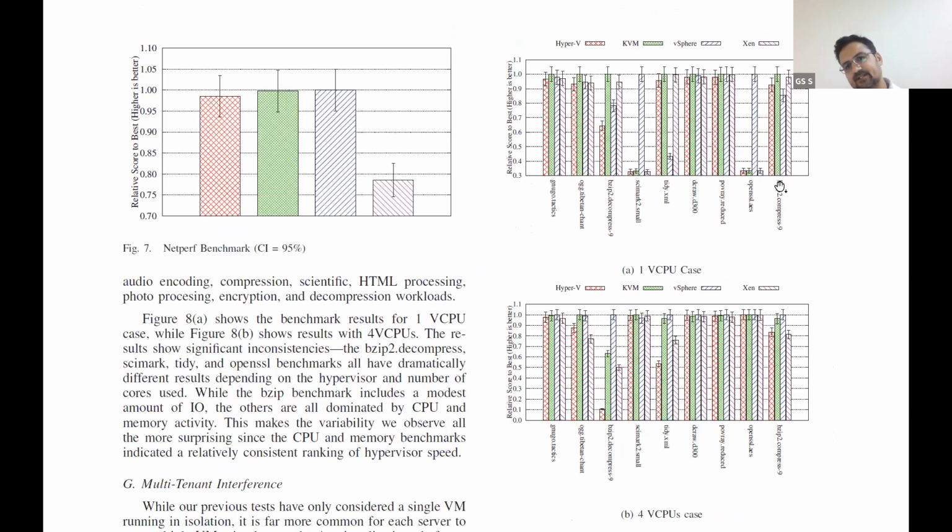bzip2, which is compression. OpenSSL, this is an authentication benchmark. Then there is a gaming benchmark, and another gaming one. Then there are others such as bzip2, OGG, and GNU Go. These are the kind of applications they run in the study, right?